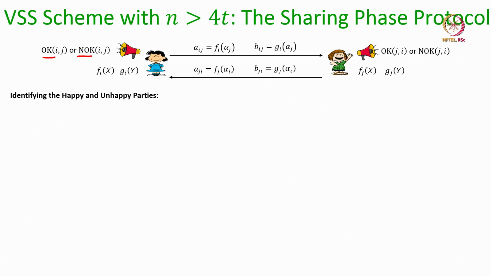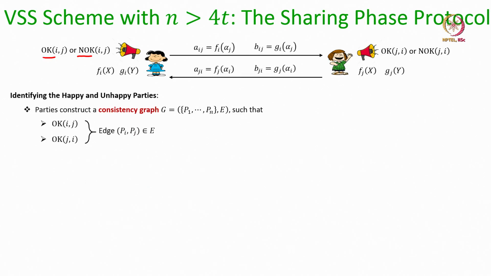Now, based on these results, the parties identify a set of happy and unhappy parties as follows. The parties construct a consistency graph where the vertices are the parties themselves. So, there will be a node representing party P1, a node representing party P2, a node representing party Pi, a node representing party Pj, and so on. So, there will be n nodes in the graph, and the edge set in this consistency graph will be as follows.